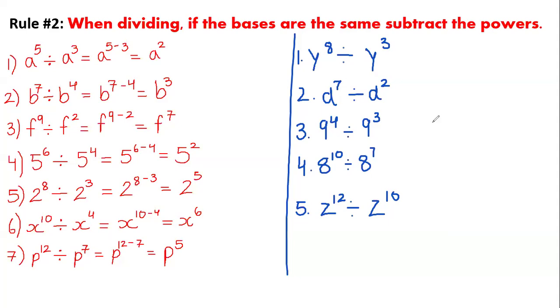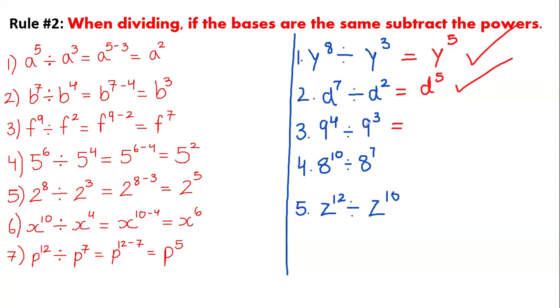Okay. Are you all done? Let me know if you're finished. Yes, I'm completed. Okay, what do we got for number 1? Y to the power of 5, which is 8 minus 3. If you got it, please put a tick. What do we got for number 2? D to the power of 5. Very good. Put a tick in the chat. That is true.